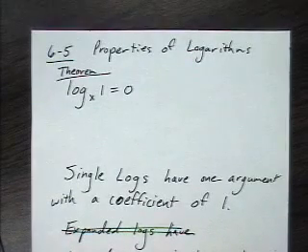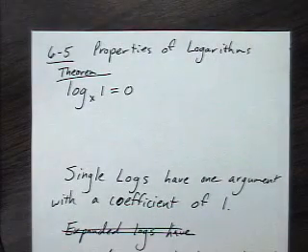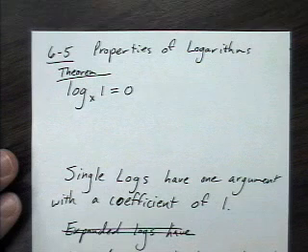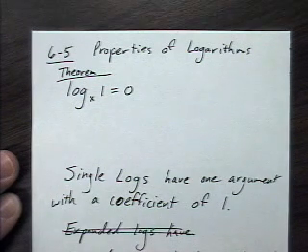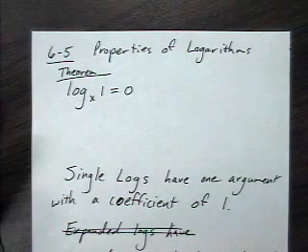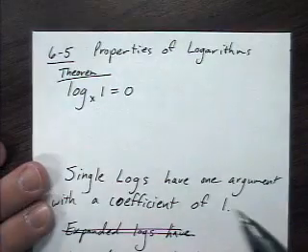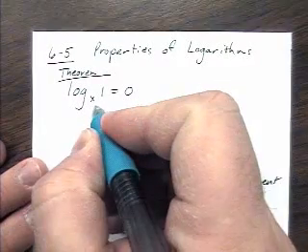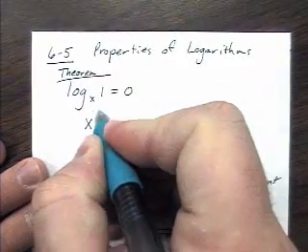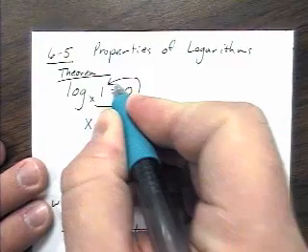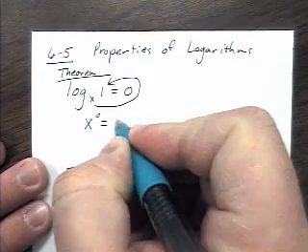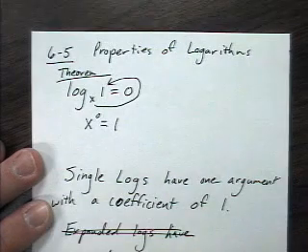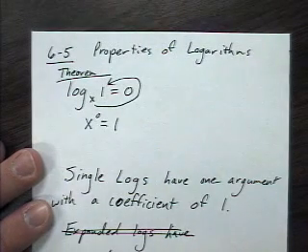So we're talking about properties of logarithms. The first theorem that we deal with says log of any base of 1 equals 0. So log 1 equals 0. We can prove that. Write it in its other form: x to the 0 power equals 1. We know that anything to the 0 power equals 1 except 0 itself.